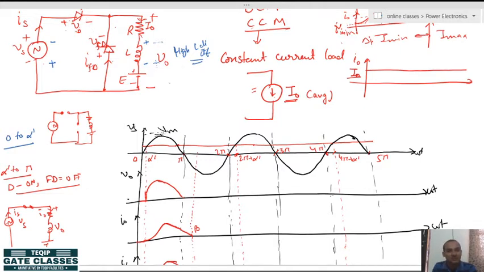Please mind this term, commutation. Commutation does not mean turning off of any device. Commutation means that whenever current transfers from one device to another device, the previous device gets turned off because of it. In commutation, the current actually transfers from one device to another device. This is the real definition of commutation.